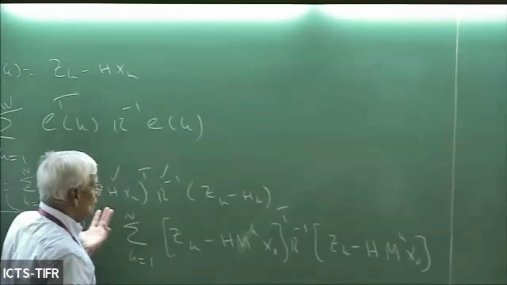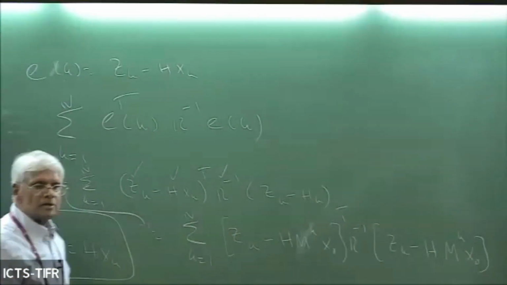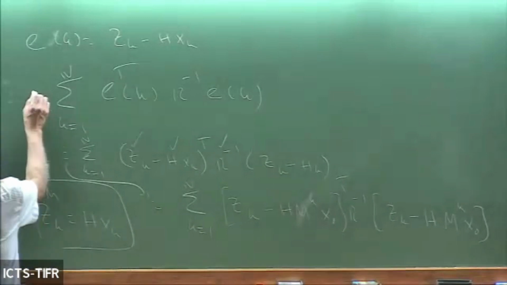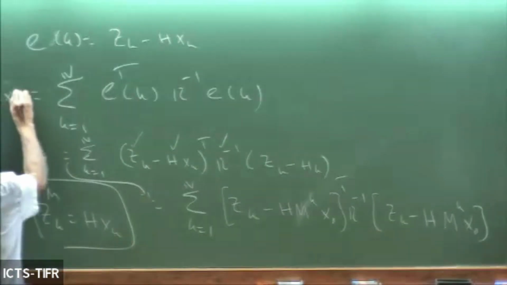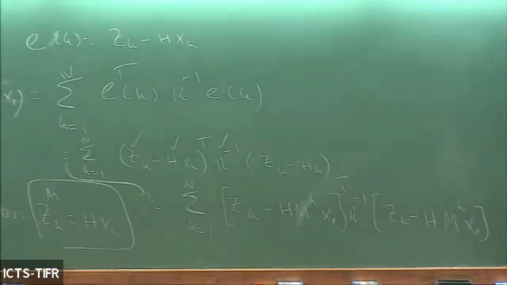M is known, H is known, Z is known. Who is the only one not known? x_0. So what am I going to call this? This is J of x_0. All of you? So if I have deterministic observation, if I did not know the error covariance, I will drop the R inverse term. With me?